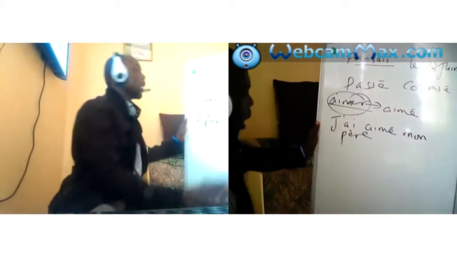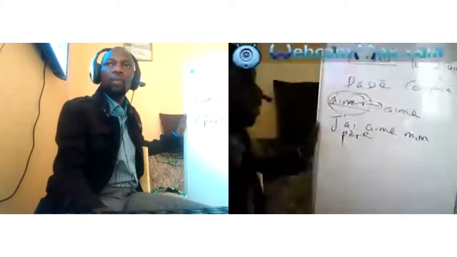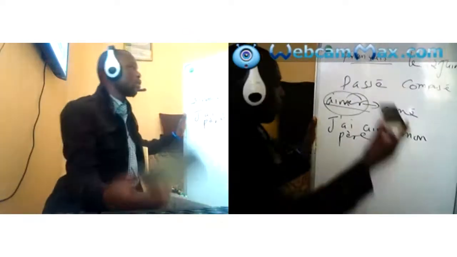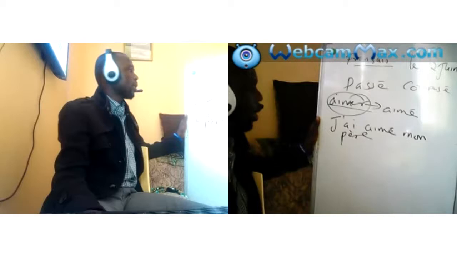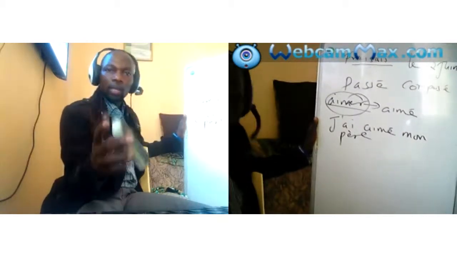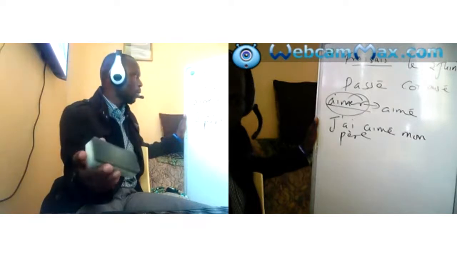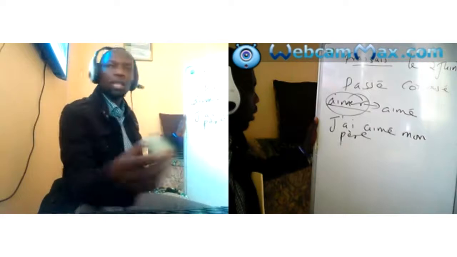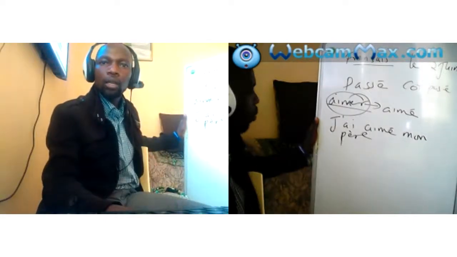I was explaining the formation. So basically, that's how first group verbs form their past participle. One thing I really want you to understand is that passé composé will always involve two verbs: either the verb to have in the present, or the past participle form of the verb. In this case, we're dealing with passé composé with the verb avoir.